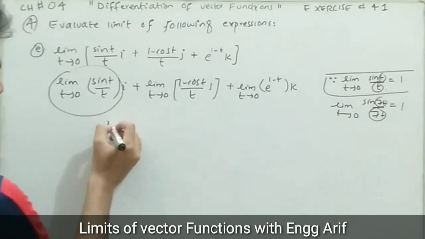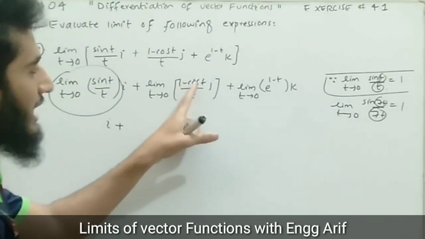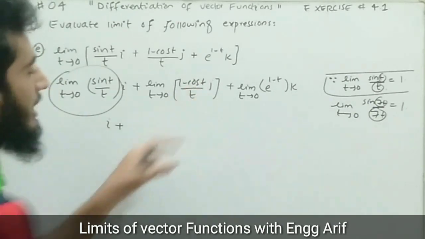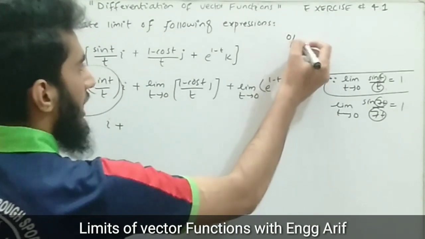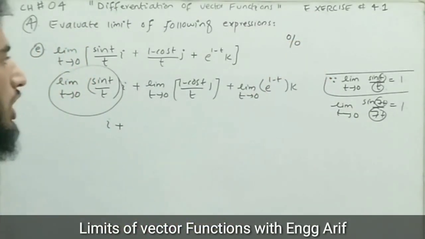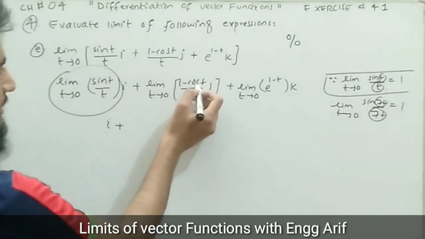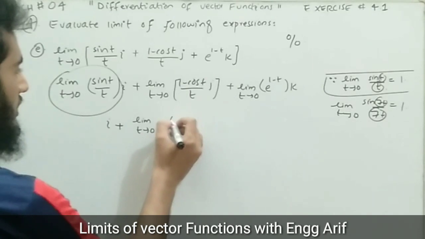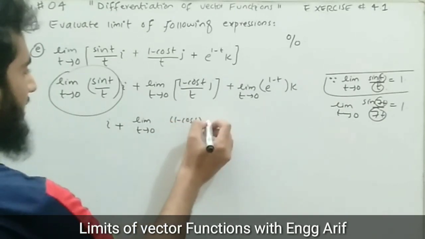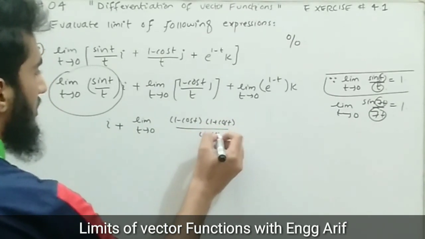So 1 multiplied by i will give us i, and plus, if I put 0 over here, it becomes cos 0. Cos 0 gives us 1, and 1 minus 1 will give us 0 in the numerator, and t is 0 in the denominator. Again we have a 0 by 0 indeterminate form. We will use the rationalization method over here. We will multiply by the conjugate of 1 minus cos t, so it becomes the limit as t approaches 0.